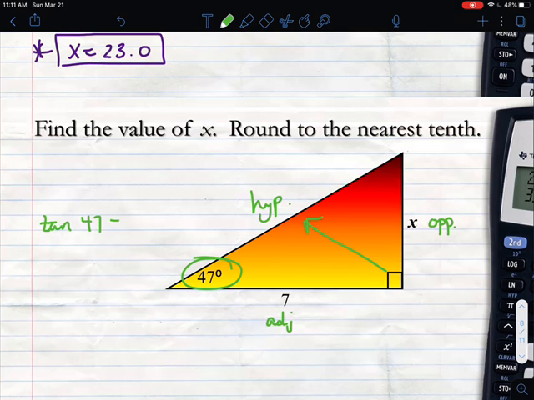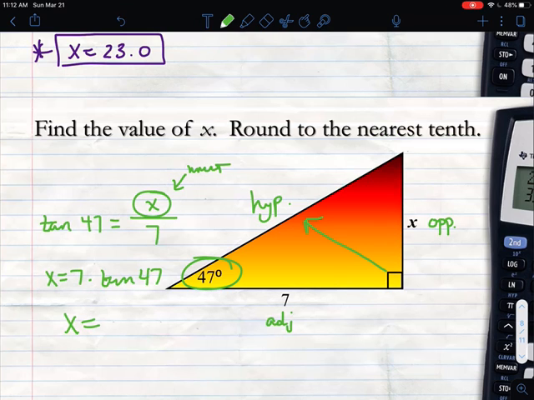The angle always goes with the trig. When I go to set up my fraction, the opposite goes on top, so x. The adjacent goes on bottom, so 7. And now if I notice here, x is on top, so I'm going to multiply. And so in my calculator, I'm going to take 7 times tangent of 47.